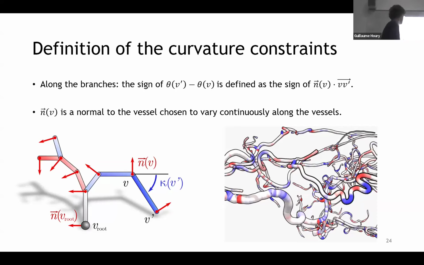And another thing is that this notion of continuity of the sign makes sense on a continuous vessel, but at junctions we have some kind of discontinuities, so it doesn't really make sense to try to enforce the signed curvature to vary smoothly.